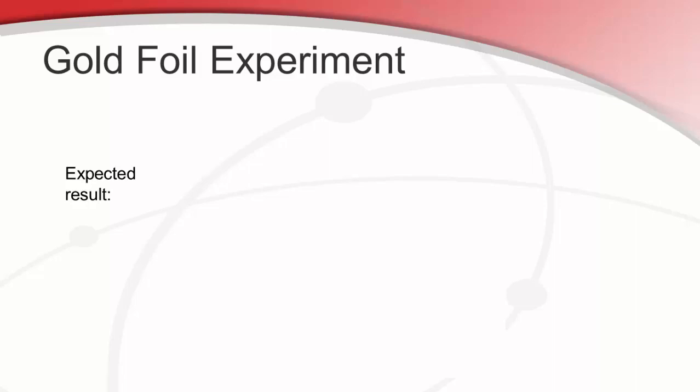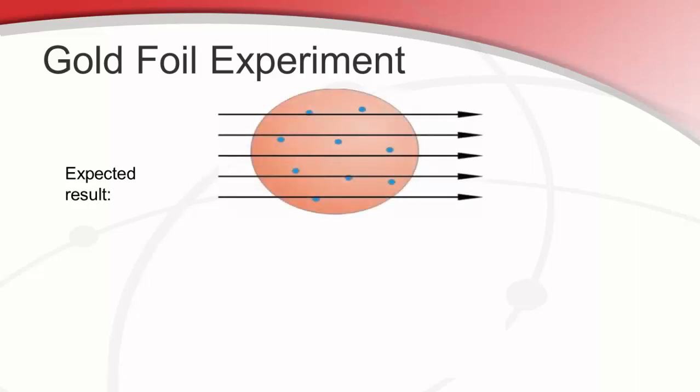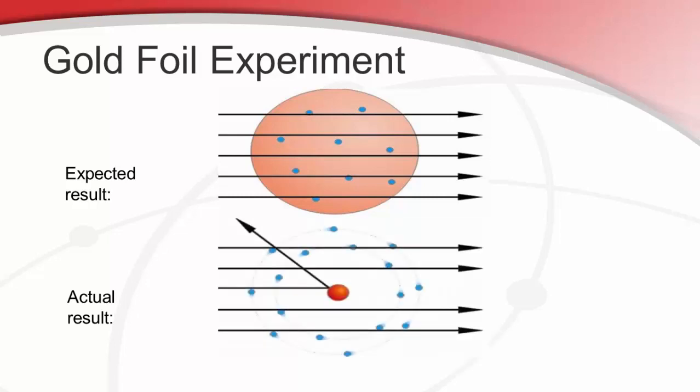So this is a combination of his conclusion and the result. The expected result with plum pudding was that the beams would just pass straight through the atom, and there would be no significant deflection of these beams. What he saw was that was actually the case. Most of the beams went straight through. But every once in a while, one of the alpha particles was deflected. Now, this result was entirely inconsistent with the plum pudding model of the atom. If the plum pudding model were there, you'd see a consistent layer of material all the way through.